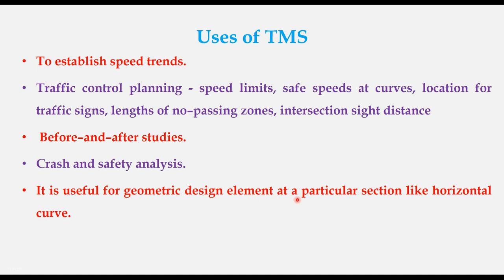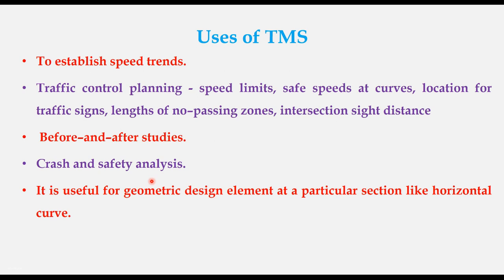And because it is the mean of spot speed data, the uses of TMS or time mean speed are the same as of spot speed data, that is to establish speed trends in traffic control planning, to fix the speed limits, safe speed limits at curves, location for traffic signs, length of no passing zones, and also it is used in intersection sight distance. It is used in before and after studies. It is also used in crash and safety analysis, and it is extremely useful for geometric design elements of a particular section like horizontal curve.